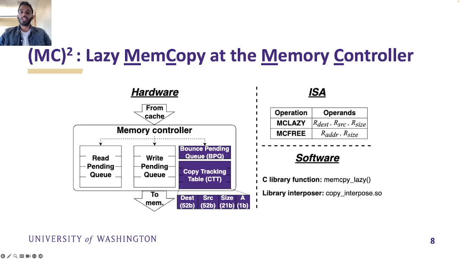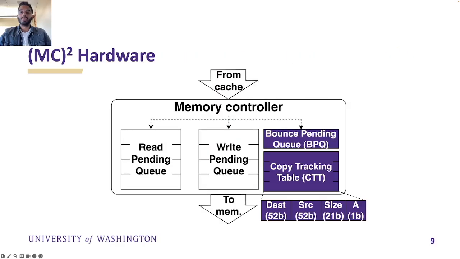To support this operation, we propose MC2, performing lazy memcopy at the memory controller. We find that the memory controller is the ideal place to handle this, as all memory access must pass through it, and it frees up responsibilities from the CPU, providing opportunities for copy hiding. This system consists of three main components: hardware modifications to the memory controller, new instructions, and a software wrapper. We'll now look at each of these in depth.